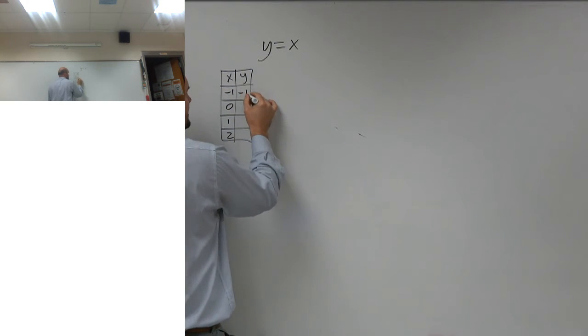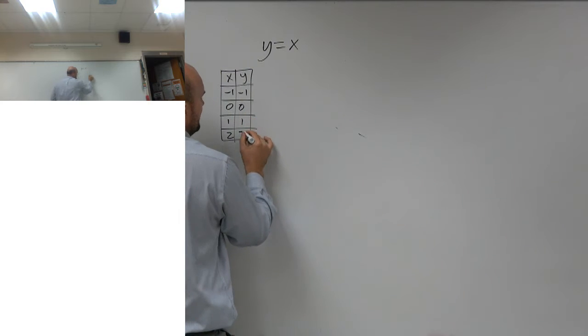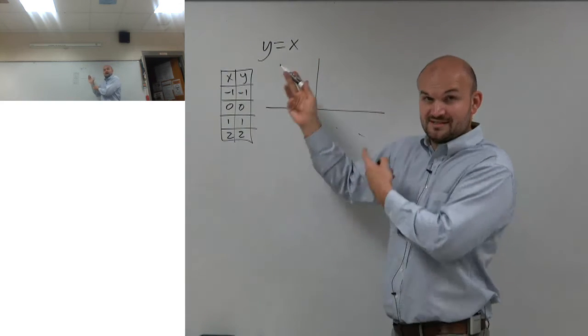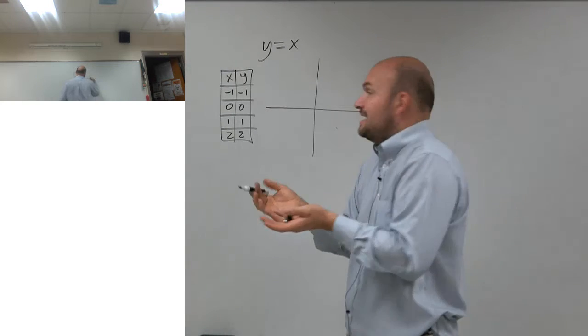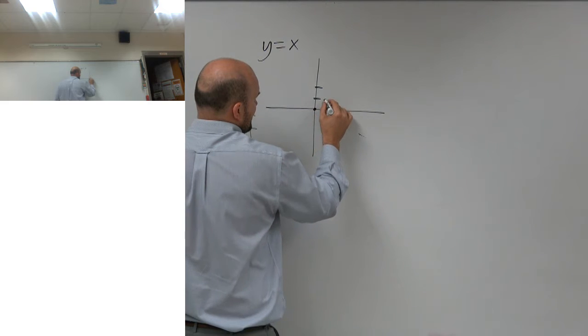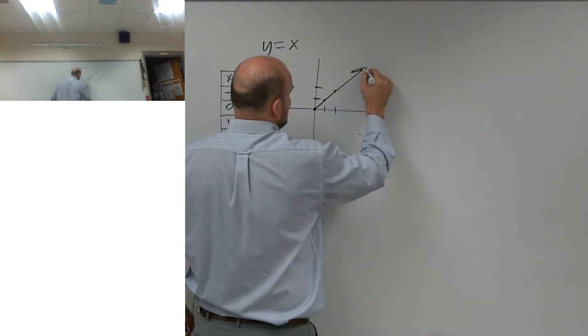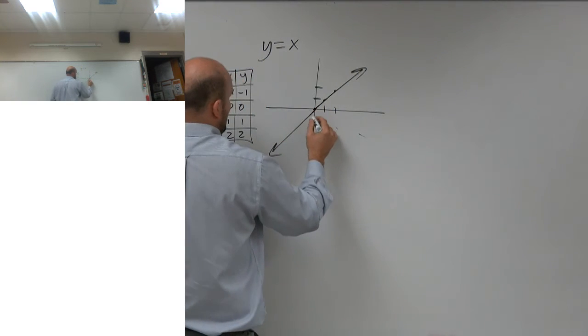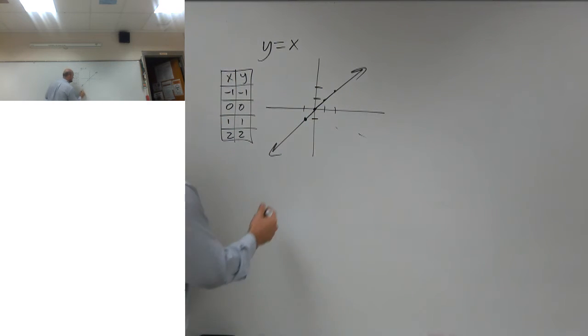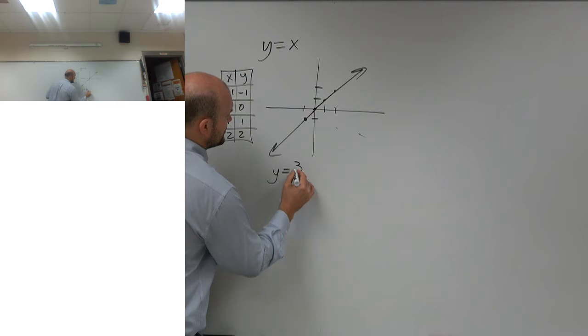We know by plugging that in, we're going to get -1, 0, 1, and 2. So that's why we call it the identity function, because whatever the value of x is, that's exactly what y is. So they have that shared identity. So over 1, up 1, over 2, up 2. And you can see that all these points create this nice little diagonal line as we go ahead and graph them. OK?